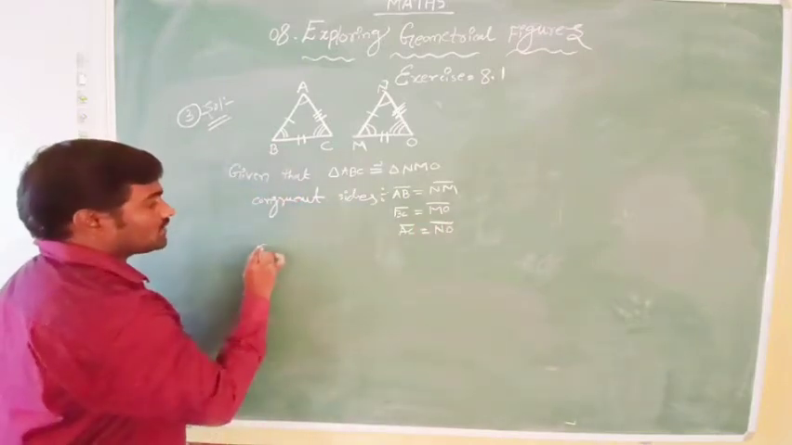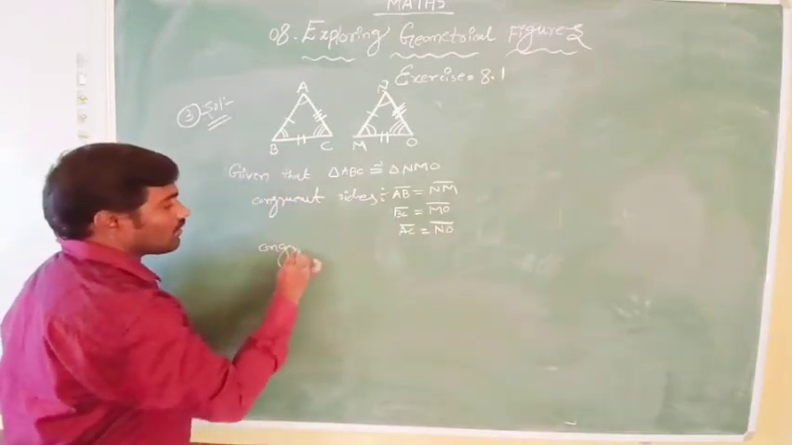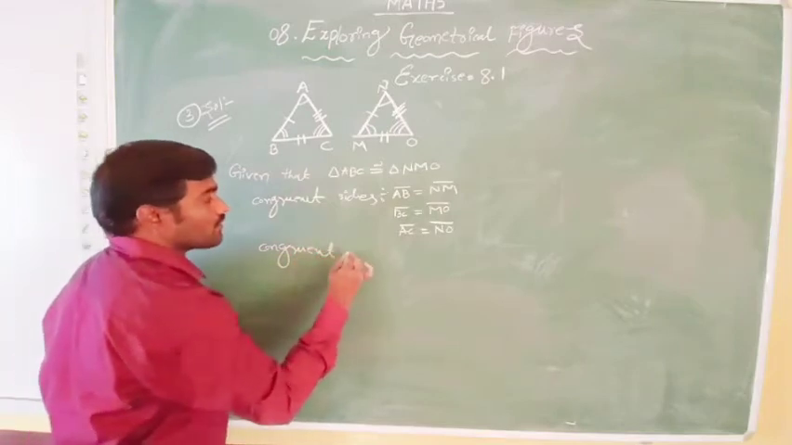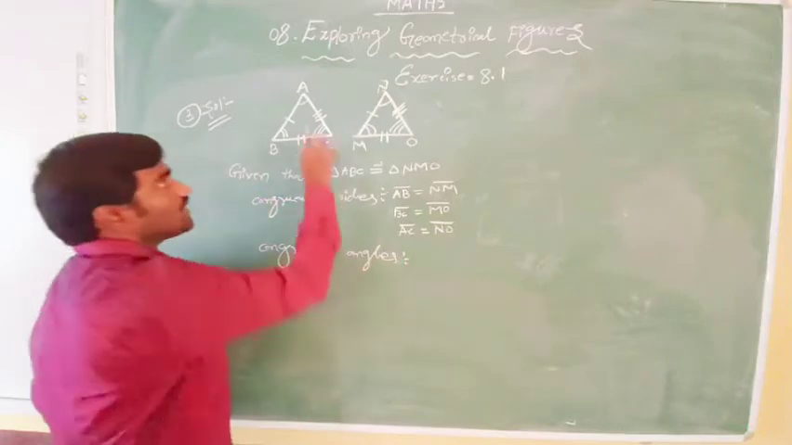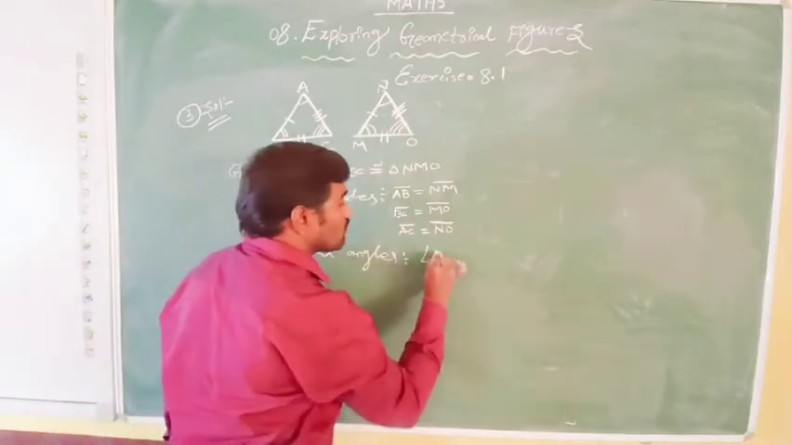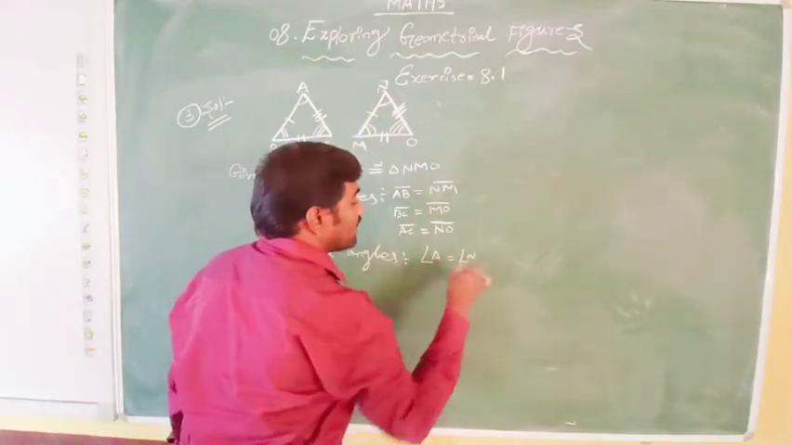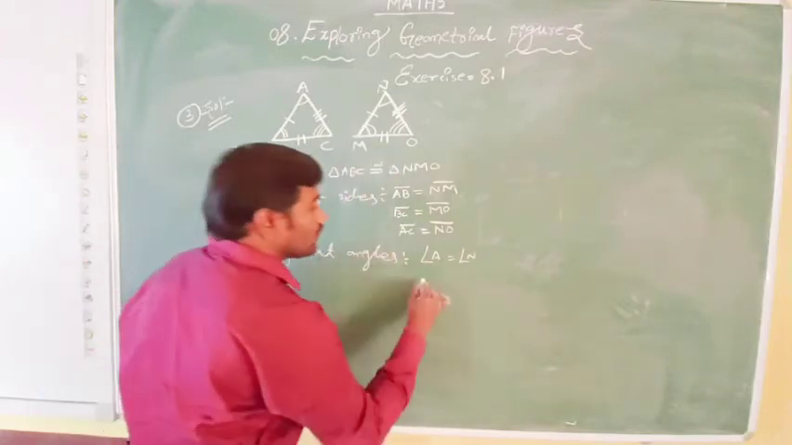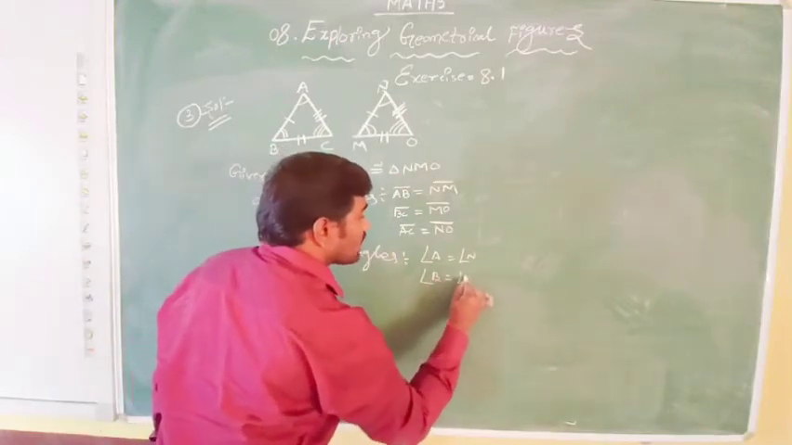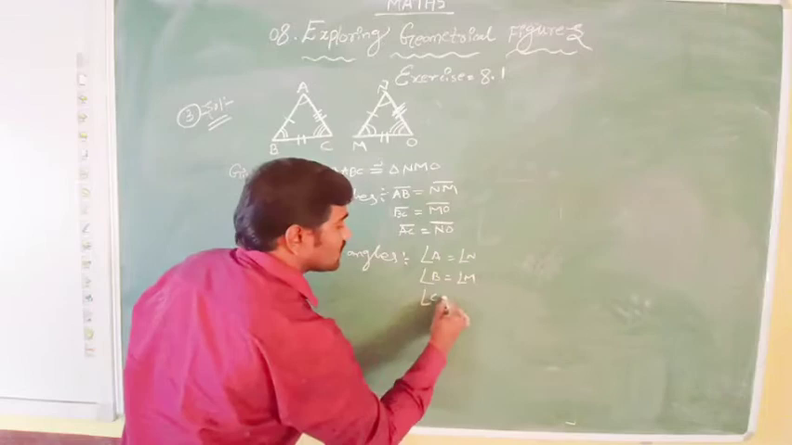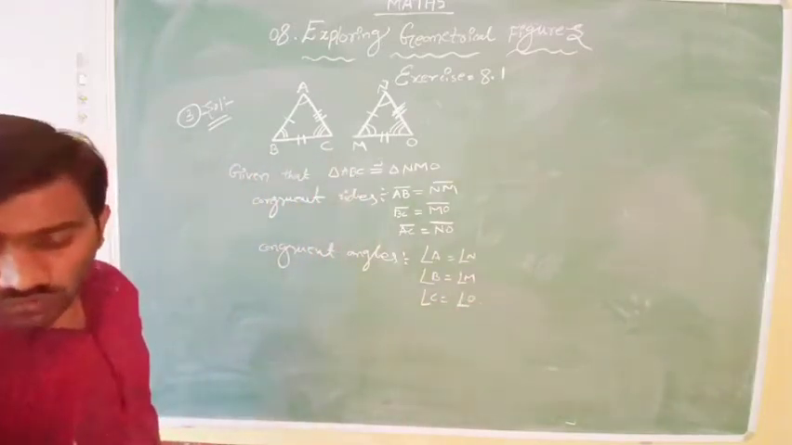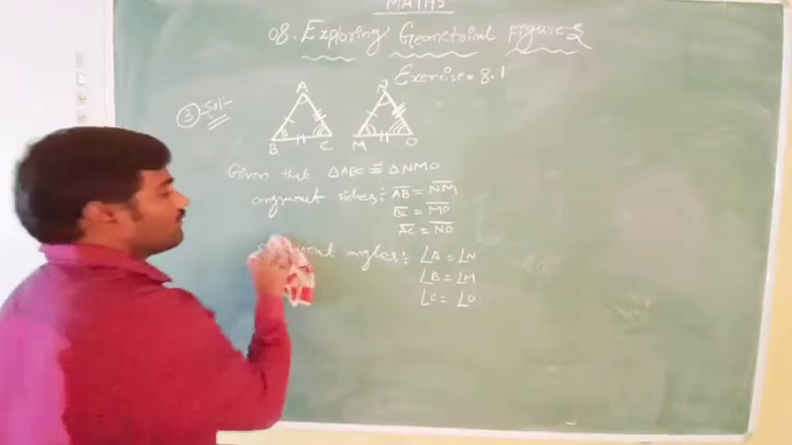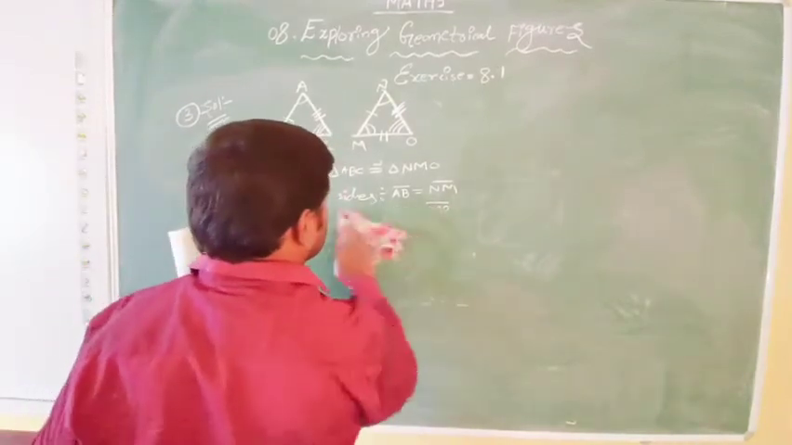And congruent angles: angle A equals angle N, angle B equals angle M, angle C equals angle O. This is it. And next we go for some more questions.